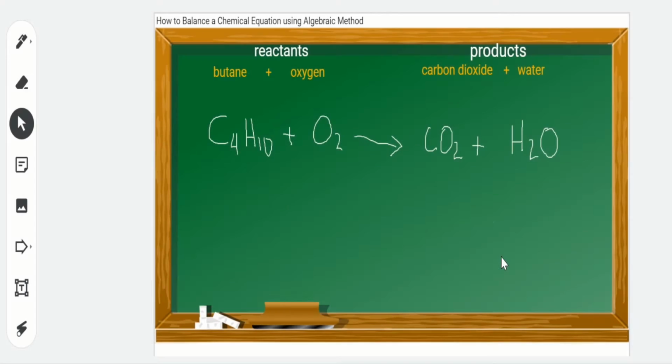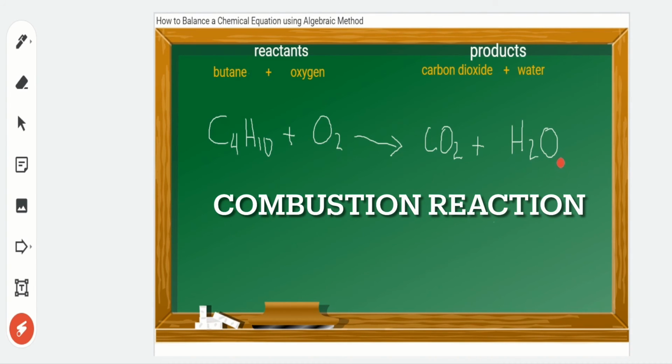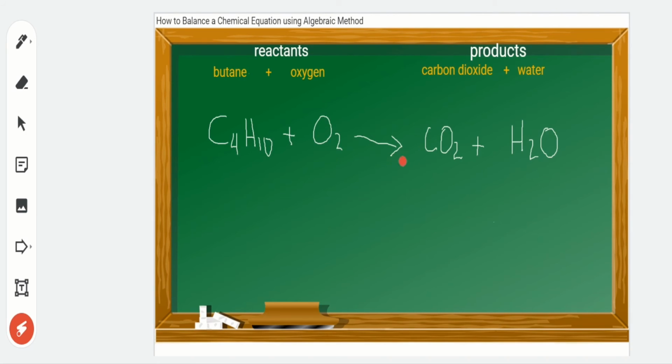Okay, so here's another example on how to balance a chemical equation using algebraic method. So we have here our example. We have butane and it reacted to oxygen and it forms carbon dioxide and water. So again, this is a good example of combustion reaction. So we have presence of oxygen here. So definitely nagkaroon ng burning effect, and it forms these molecules of carbon dioxide and of course water.